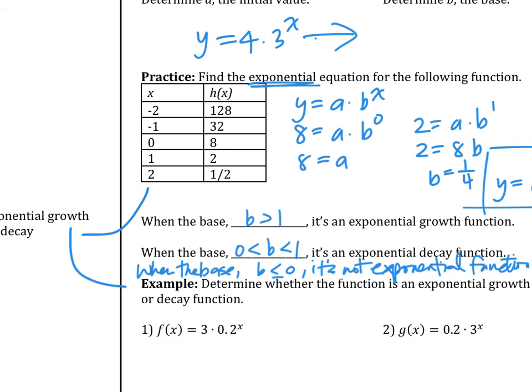I guess you can say less than or equal to 0. So first, if the base is 0, you have 0 to everything. It's just always 0. So there is really no function at all. If it's less than 0, it's a negative number. And then if you kind of think about it, it's going to oscillate between positive, negative y values, and so that's not an exponential function.